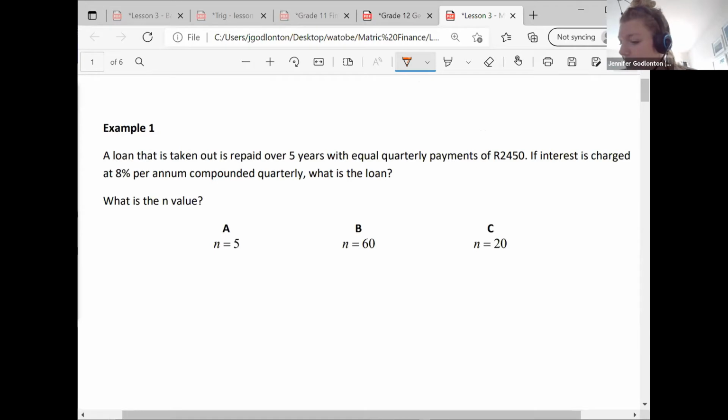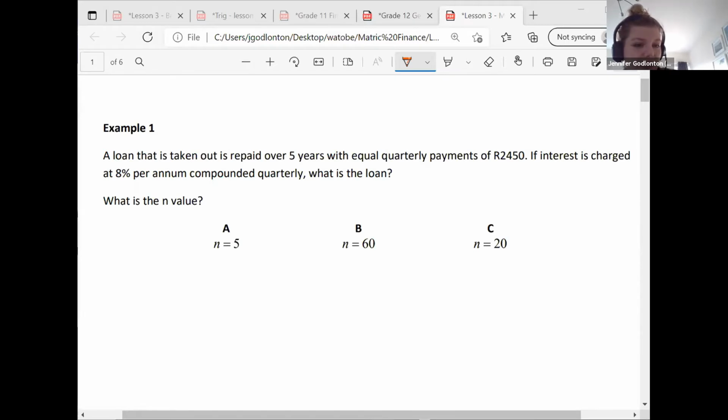The first question I'm asking you here is, what would be my n value in this question? Would my n value be 5? Would my n value be 60? Or would my n value be 20? I would like you to give me your answer in the chat. If you think n would be 5, you're going to say A. If you think n would be 60, you're going to say B. And if you think n would be 20, you're going to say C.